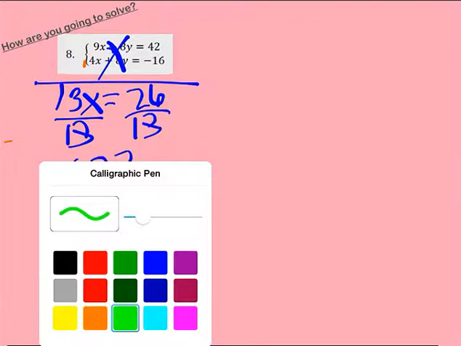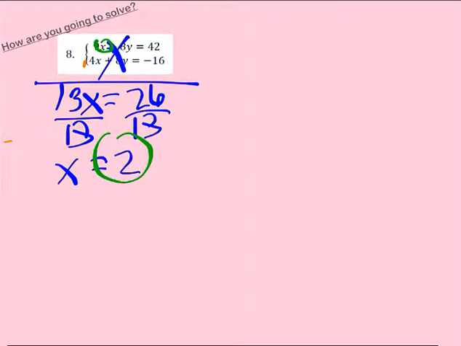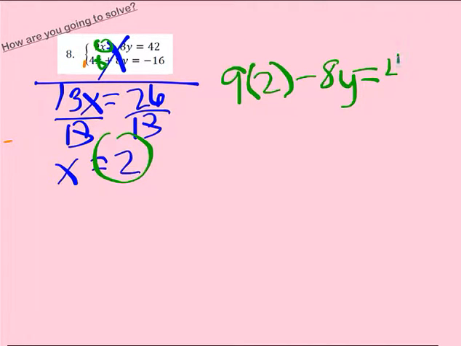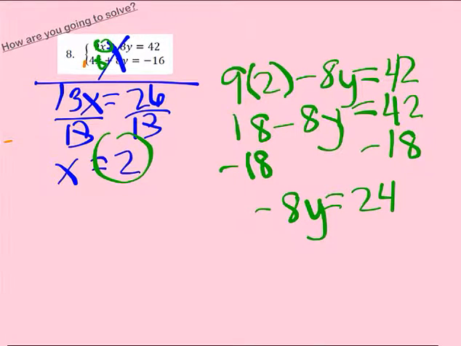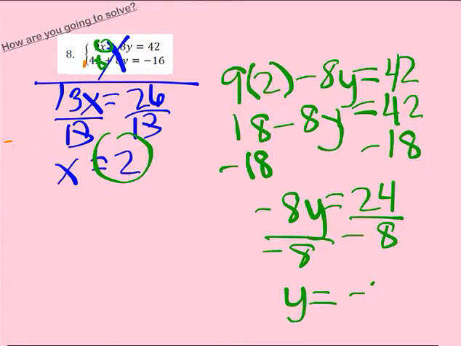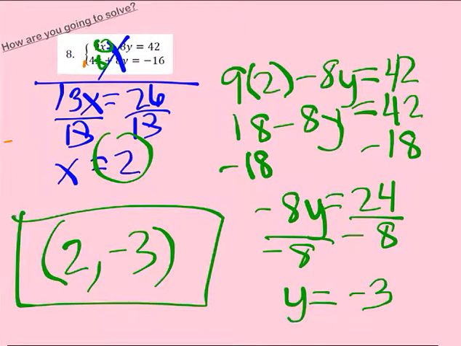So now I know that x is equal to 2. Where I see x there or there, I'm going to substitute that in. Let's go ahead and put it into the top one. So I'm going to do 9 times 2 minus 8y is equal to 42. Then I get 18 minus 8y is equal to 42. Subtract 18 from both sides, and we get -8y is equal to 42 minus 18, which is 24. Divide both sides by -8, and I get that y is equal to -3. So then I have (2, -3) as my solution.